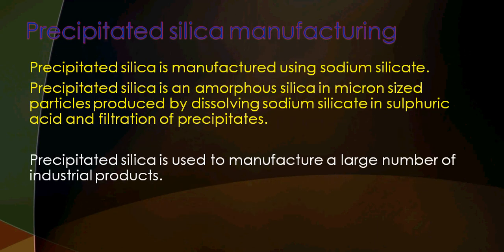Precipitated silica manufacturing. Precipitated silica is manufactured using sodium silicate. It is not produced directly from sand. We have to produce sodium silicate first from the silica sand and soda ash, and then sodium silicate is used as a feed material in the production of precipitated silica. Precipitated silica is an amorphous silica, that is non-crystalline silica, and it is found in micron size. By the way, in 1 millimeter there are 1000 microns, and the particle size of precipitated silica is 1 micron or less than 1 micron. So, one over 1,000ths of a millimeter.